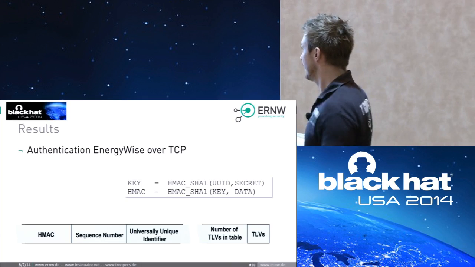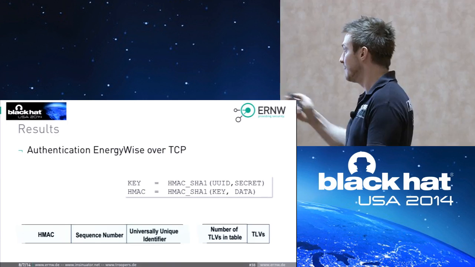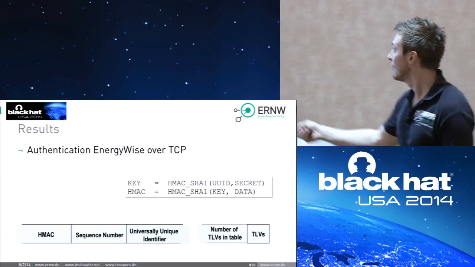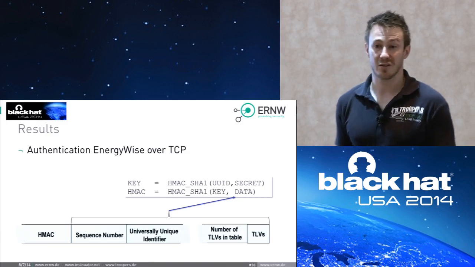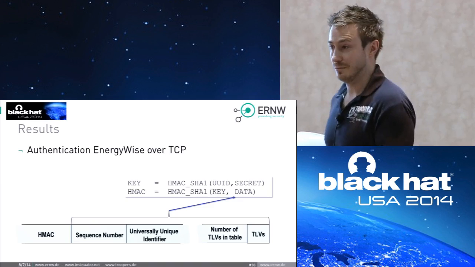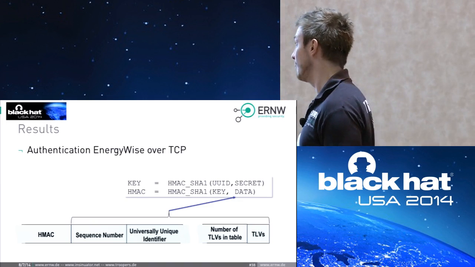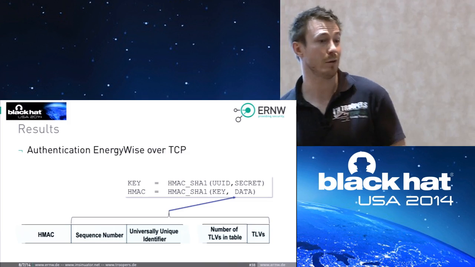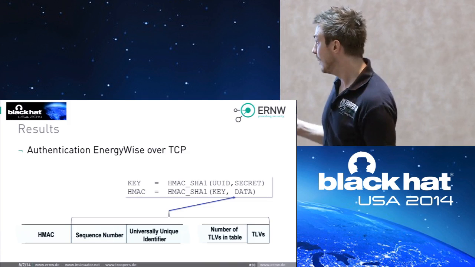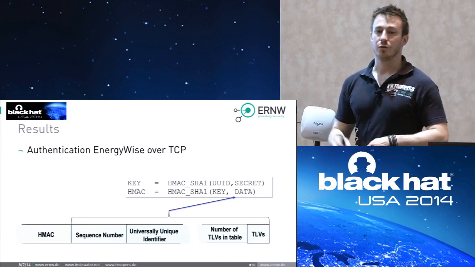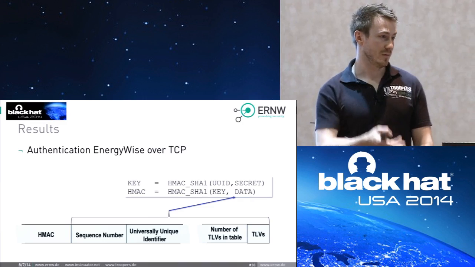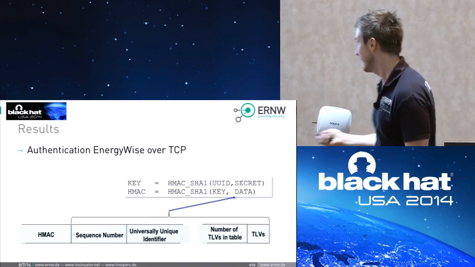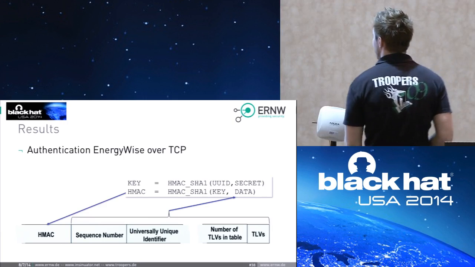A hash value of these two values results in the key, and this key is then used together with the data to calculate the actual HMAC. So this is the HMAC algorithm, and as you might see at this point, we are able to perform offline brute force attacks on HMACs to crack the shared domain secret and be able to participate in the domain. So this is the actually relevant information here.